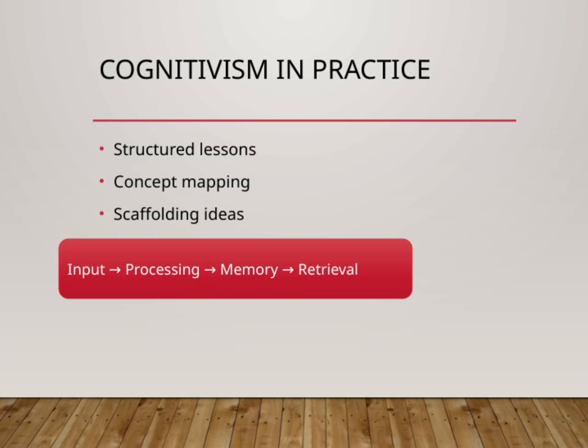Let's take a closer look at how cognitive processes relate to effective teaching strategies. We start with input, which is all about how students receive information from their environment. Then, processing refers to how they interpret and make sense of that information. Memory plays a crucial role here, as it involves storing what they've learned for future use. Retrieval is the final piece, where students access that stored knowledge when they need it.